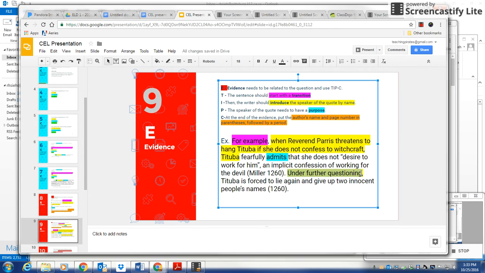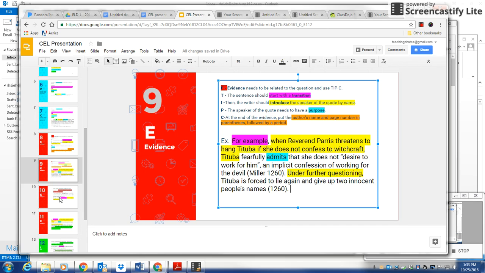This other yellow part, "under further questioning," is also introducing another part of the situation or the context. So you can know that you don't have to follow this exactly. If you want to add some more, just make sure that you give some context for your quote.